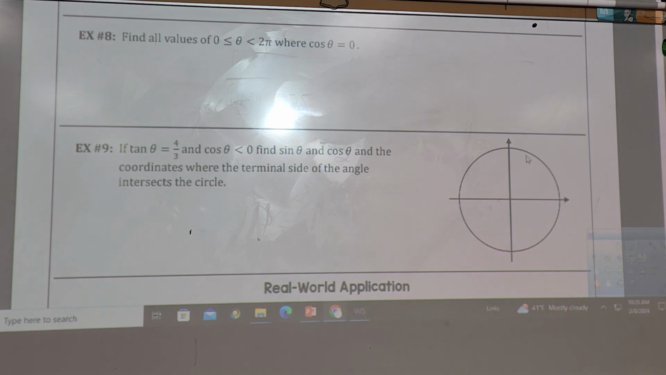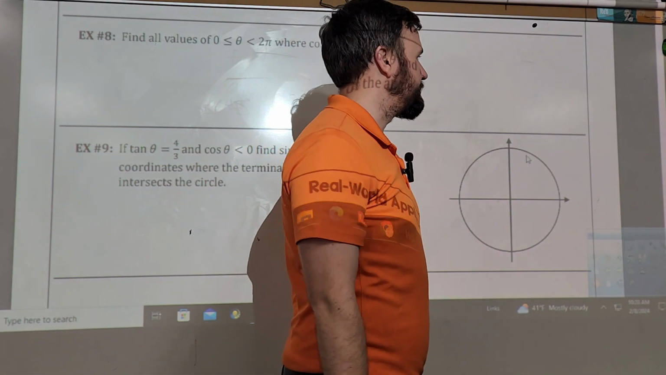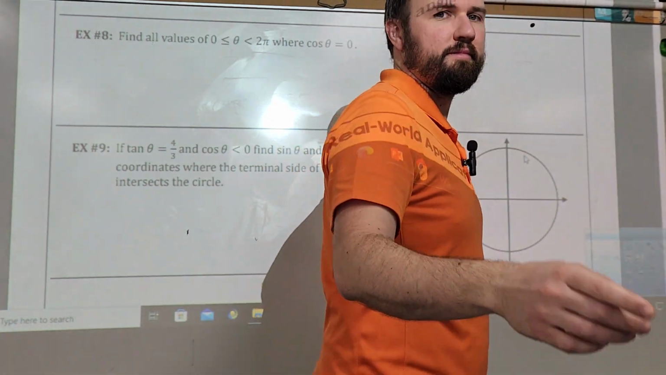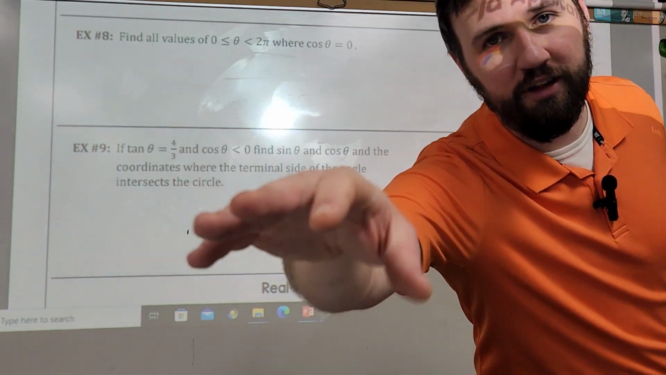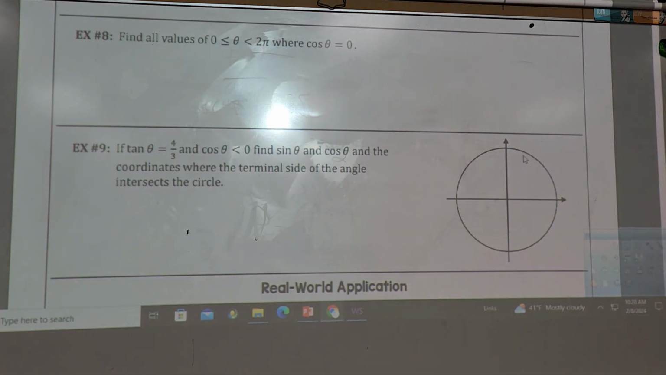Oh, mamma mia. Find all values where cosine of theta is 0. So let's take a walk. Take a look at your unit circle. And no, don't touch it. I'm sorry, that was really mean. What I meant to say is please do not touch it. So where is cosine 0 on this? How many places is it going to hit it? 2. So cosine is it my x or my y?